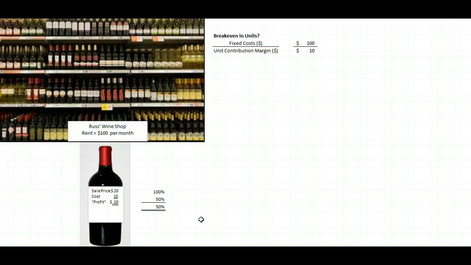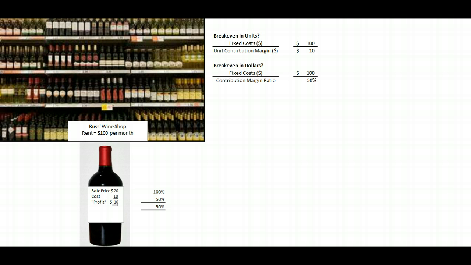Now suppose I don't want that volume expressed in units, but in dollars. What I'll do is change these numbers to be percentages. So my sales is 100%, my cost in this example is 50%, and my contribution margin ratio is 50%. So I'll do the same kind of thing. I'll take fixed costs and divide it by the contribution margin ratio of 50% to give me a break-even expressed in dollars of $200. Same answer, 10 bottles of wine times $20 a bottle sale price is $200. So I got the same break-even answer, one way expressed in units, one way expressed in dollars.